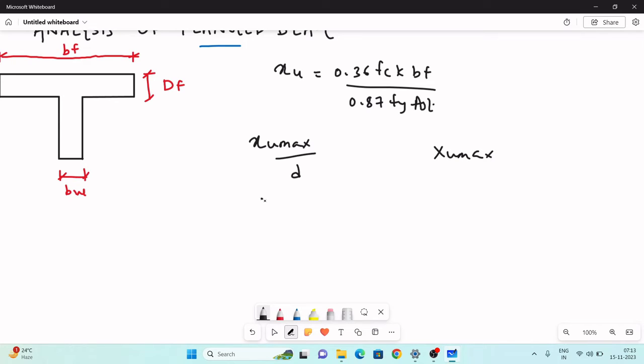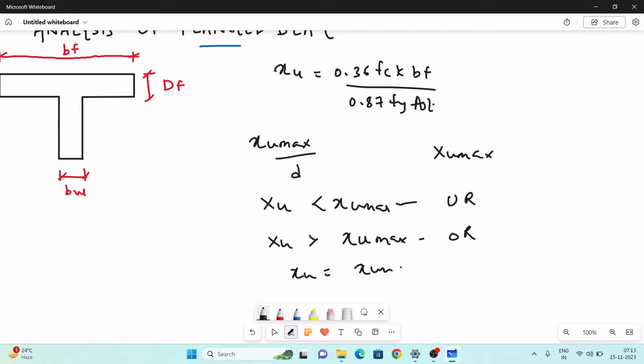Then you have to compare XU and XU max. If XU is less than XU max, then the design is under reinforced. This is very important, to identify which type of design is given, whether it is under reinforced, over reinforced, or balanced. Accordingly we have different formulas of moment of resistance. If XU is greater than XU max, then the design is over reinforced, and if XU equals XU max, the design is balanced, or you can say the limiting section in case of LSM.